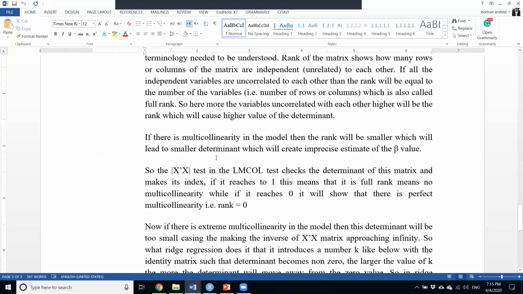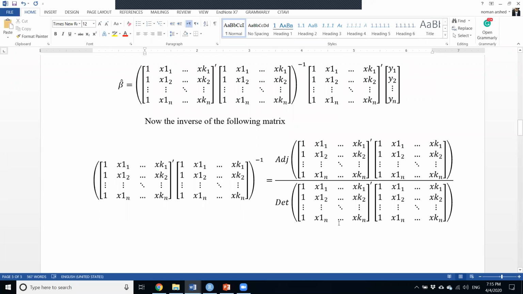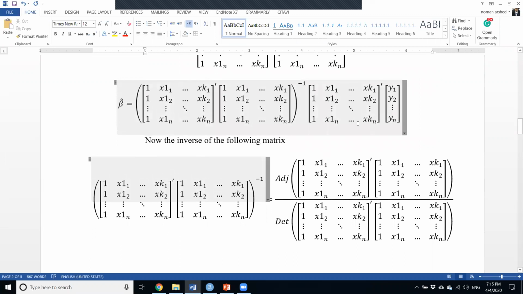So it means that we need to calculate the value of the x prime x determinant. This test we will go through when we cover the regression diagnostics. But if the matrix is full rank, then the x prime x determinant will be nearer to 1. It means that there is no multicollinearity. If there is collinearity, then the answer will be less than 1. And if the answer is 0, it means there is too high multicollinearity, and that is a problem. Too high multicollinearity means that this will become 0 and the inverse will become infinity, and it means beta will become infinity.